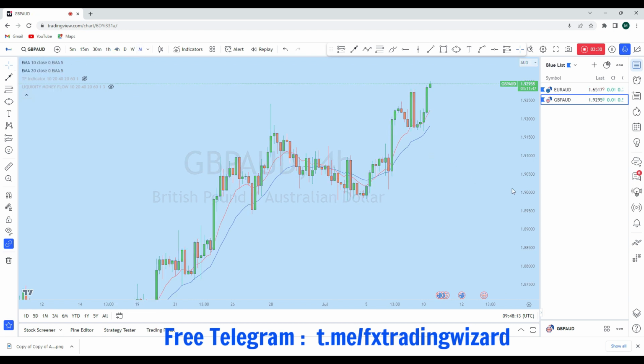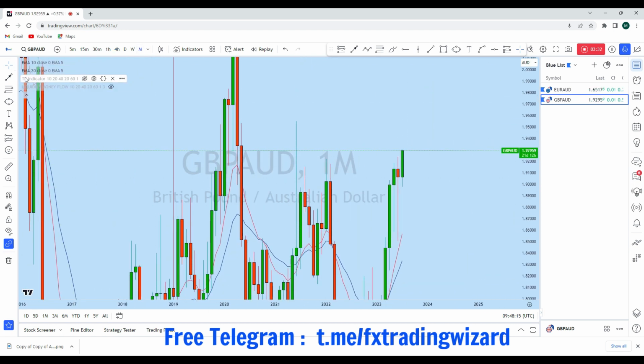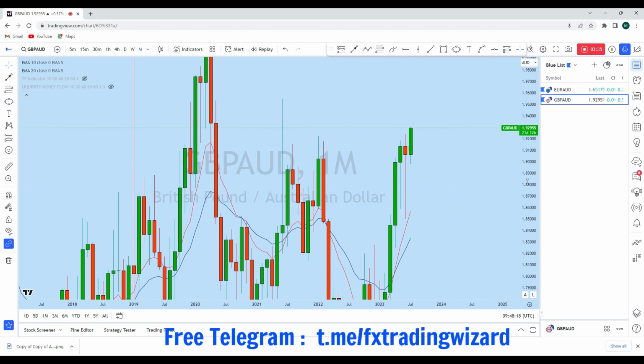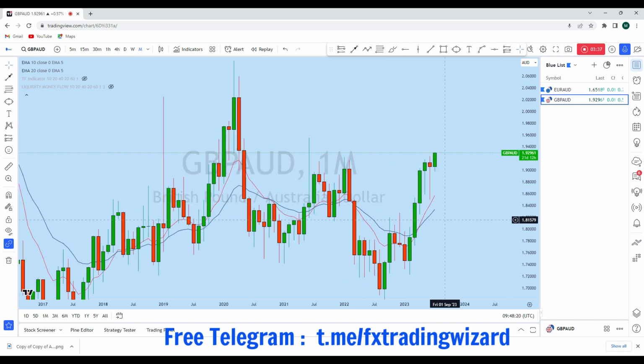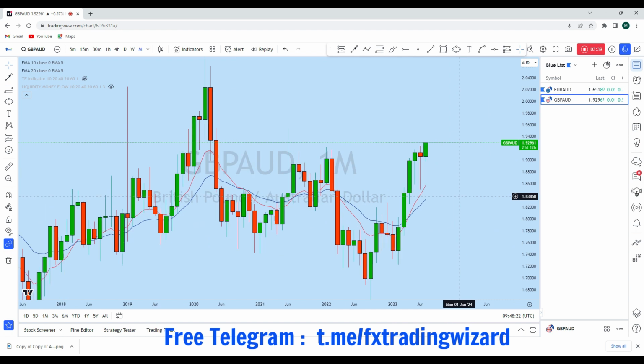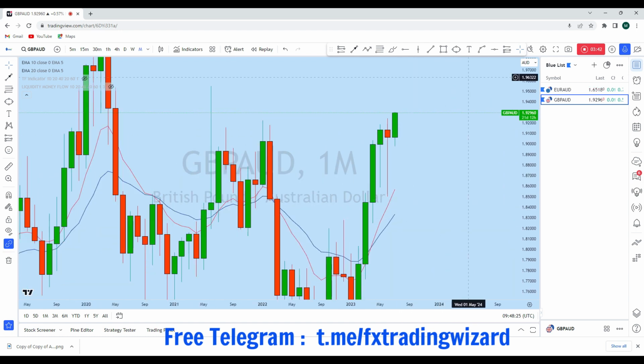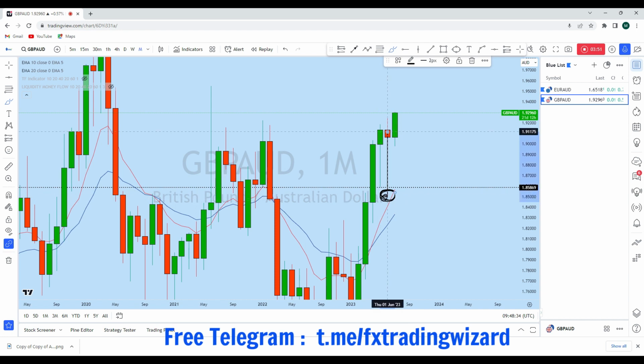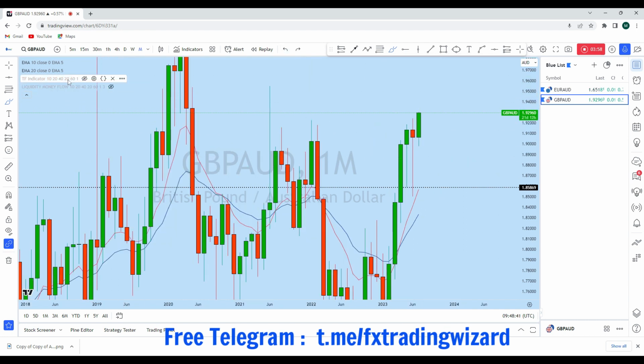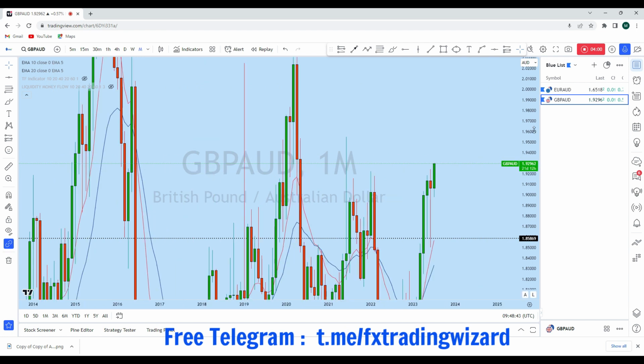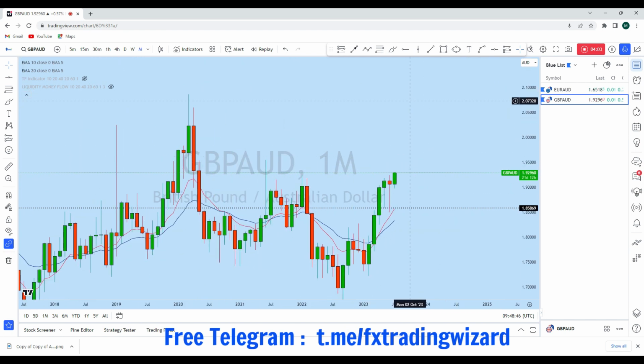Now looking at the monthly perspective on GBP AUD, like the Euro AUD, you saw the GBP AUD also formed a long monthly doji in previous months. Now this monthly doji has grabbed liquidity from this monthly support, and with that liquidity grab, GBP AUD has formed this long wick candle, and we saw that this month once the market opened, the bulls took control over this market. What I think is that GBP AUD may continue to rise in that direction.